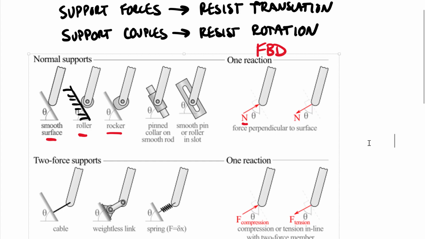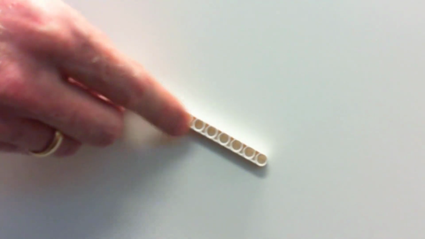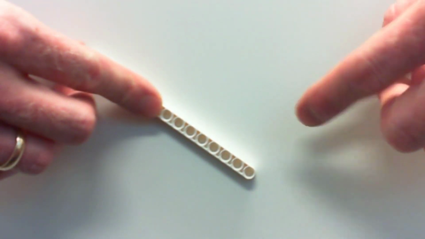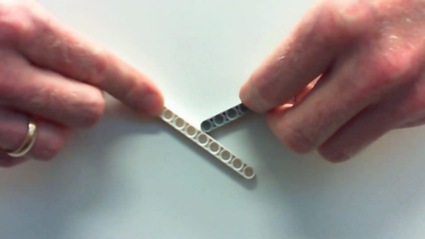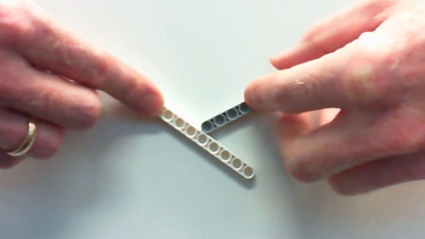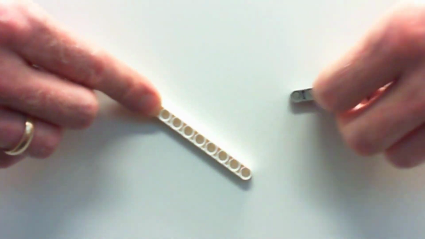So now let's take a look at some of those physically. So let's assume that this is our surface, okay, this white piece of Legos. And so if we have a smooth, okay, so a no friction contact between a member and that surface, it turns out the normal force is always going to be perpendicular to this surface.